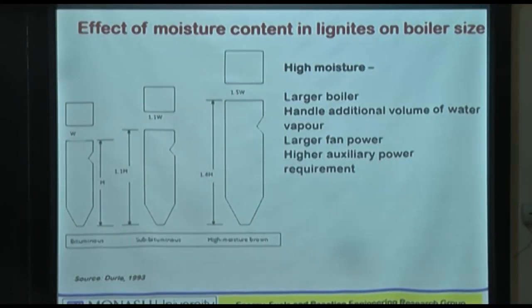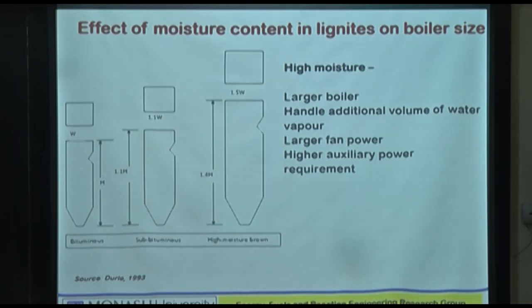So if the moisture content is high, this is the effect on the boiler size, if you like. There is a book written by, or edited by, Bob Dury in 1992. It's no longer available, from Butterworth Heinemann. It's part of Elsevier now. If the moisture content increases, then the boiler size increases, height-wise, cross-section-wise. So this is showing the consequence of using high moisture-containing coal in a boiler: you will be looking at a very large boiler. It's a significantly high capital cost if the moisture content of the coal going into the boiler is very, very high.